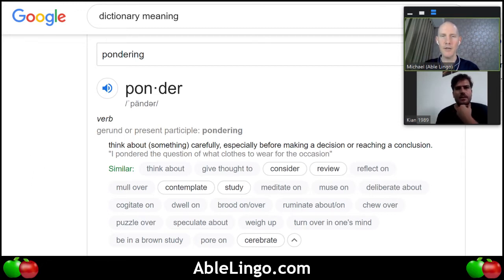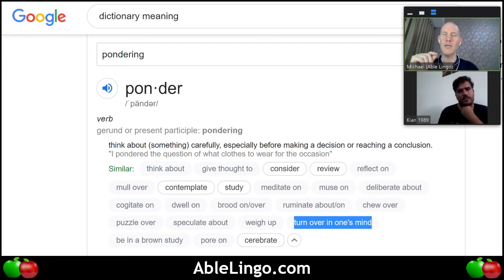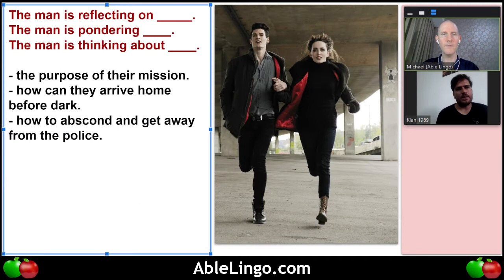Sure. Another good one is "turn over in one's mind." That's kind of an idiom because it can have two meanings. You're like, what? Your mind is turning over? But no, it's just your thoughts bouncing around inside. Yeah, it's a useful word. All right.